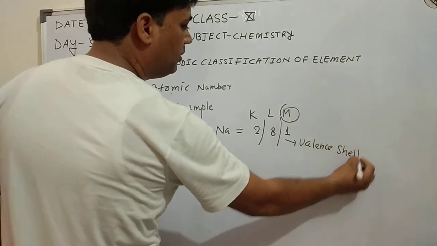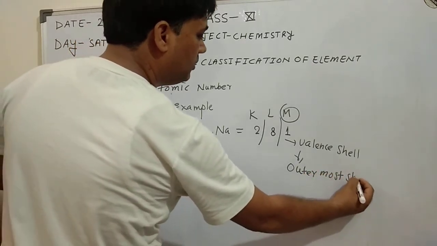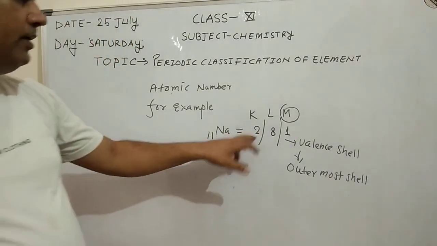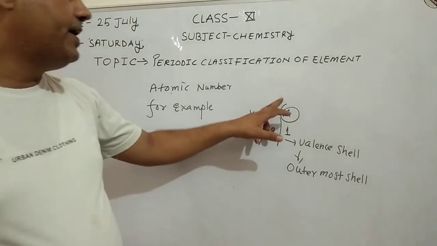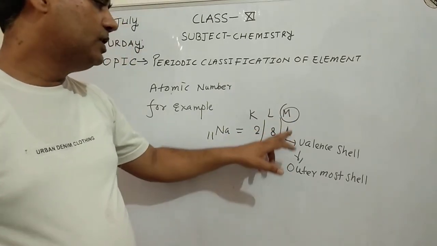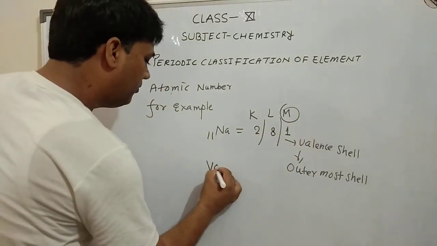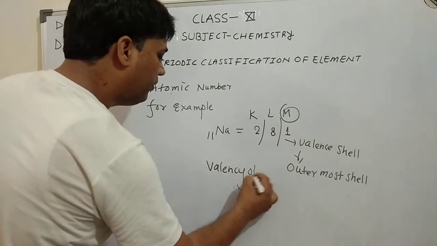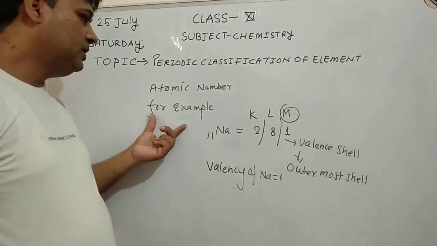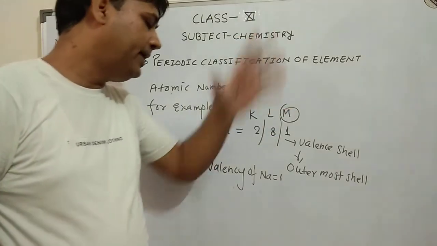Valence shell. It is also known as the outermost shell, because it is very, very important. So the K shell contains 2 electrons, the L shell contains 8 electrons, and the M shell contains 1 electron. This M shell is known as the outermost shell. It is also known as the valence shell. And the valency of Na is equal to 1. So it is very important to write the electronic configuration on the basis of the K shell, L shell, M shell and N shell.